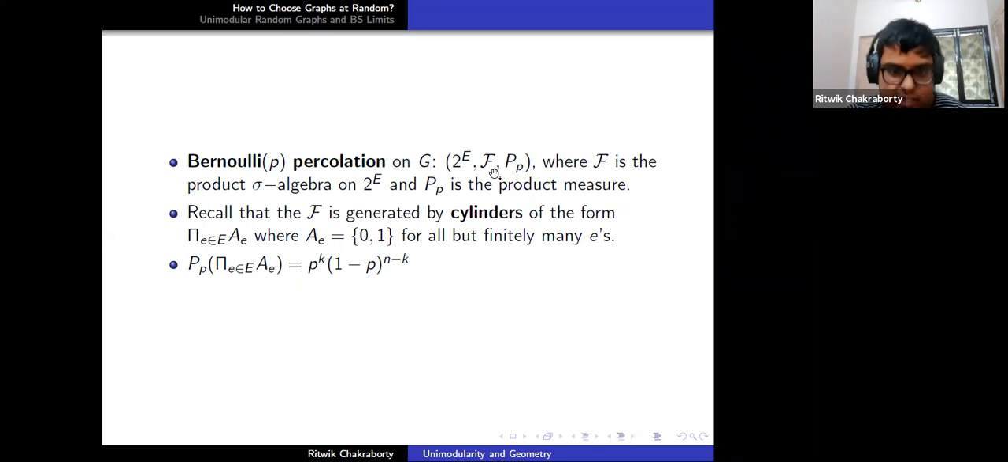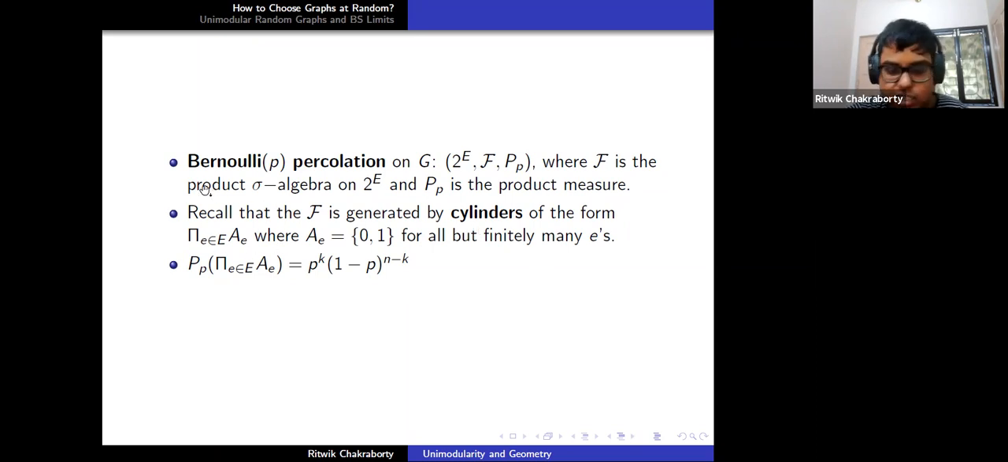I equip it with a sigma algebra. This sigma algebra is nothing but the product sigma algebra and the product measure coming from all these Bernoulli p probability measures, right? So let's just recall what that means in case someone is not familiar. The sigma algebra F is essentially generated by these cylinder sets of the form an E-indexed product of sets A_e, where A_e is equal to {0, 1} for all but finitely many e's, right? So what does that basically mean?